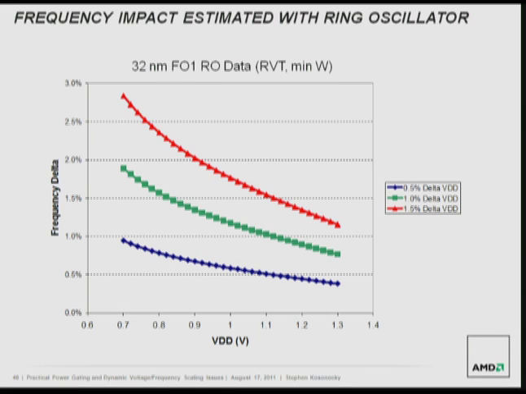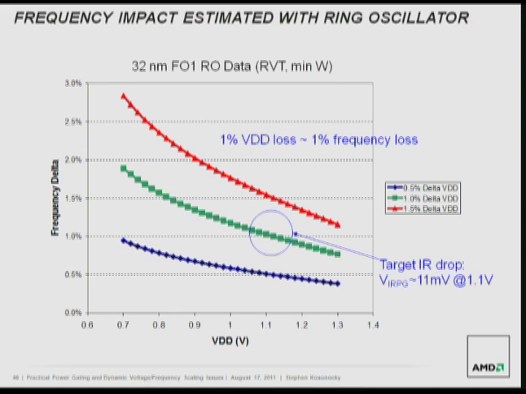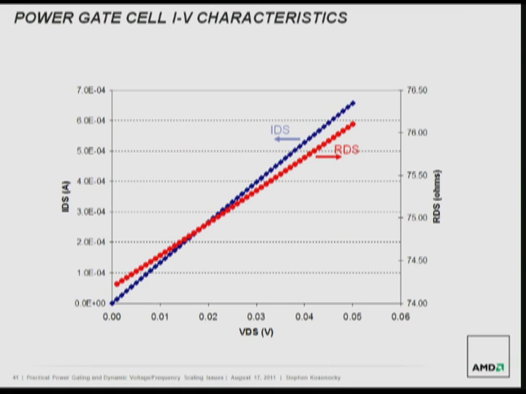If you look at the frequency impact, just from RO data, if you use a ring oscillator to estimate your frequency, what you see is for roughly a 1% VDD loss, you get about a 1% frequency loss right around your supply voltage. So when you look at a high performance core, having a target of a 10 to 11 millivolt drop at say 1.1 volts is a reasonable level to expect for your drop across your power FET during design.